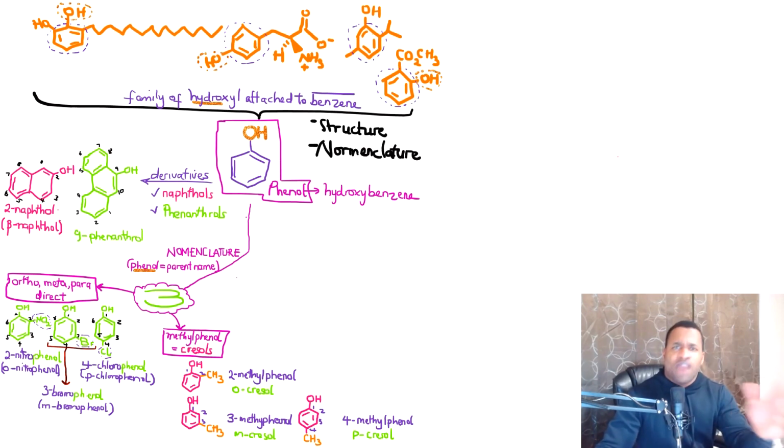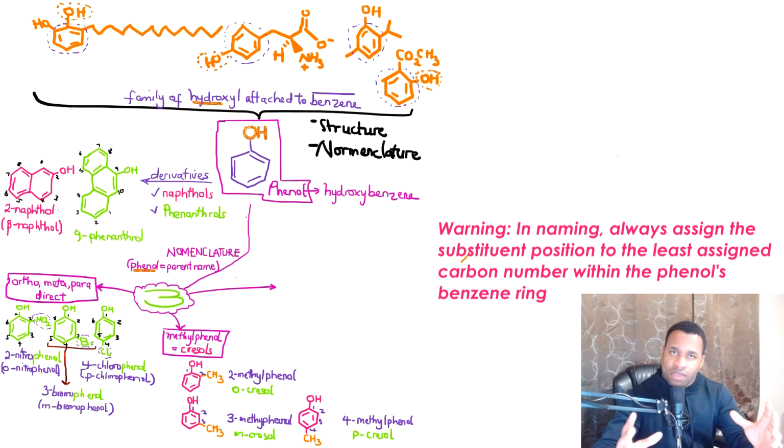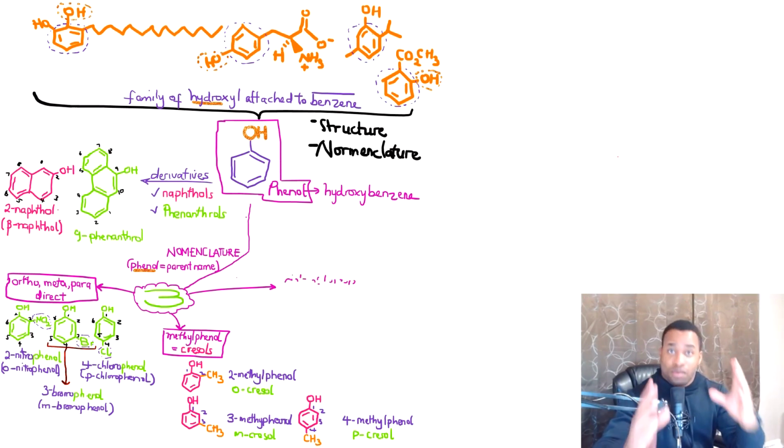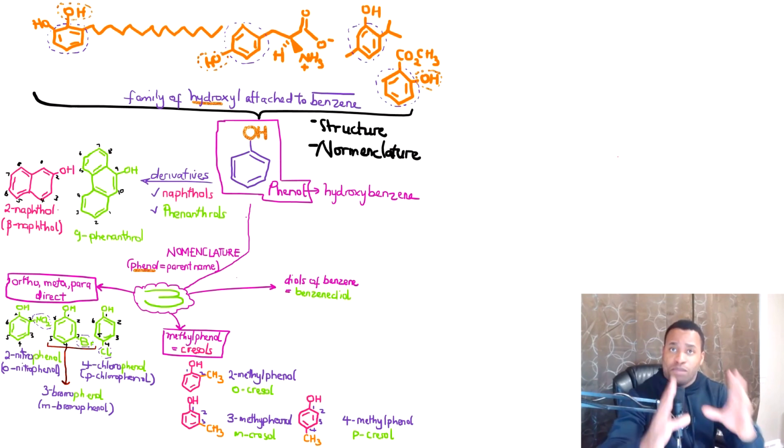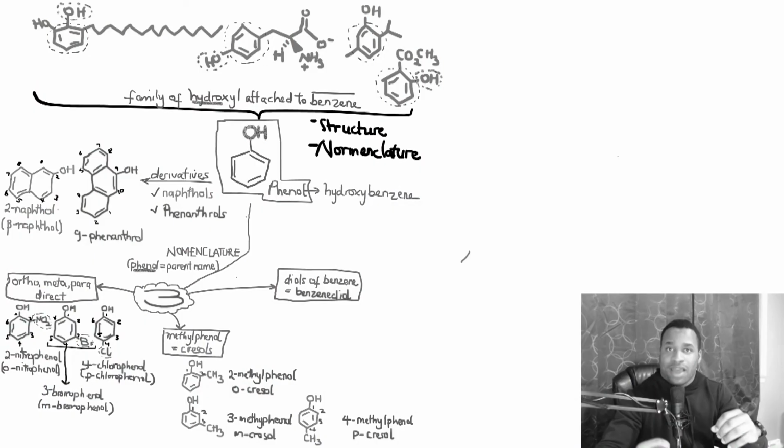So this leads to the final one, which has diols of benzene, and the diols means that in this case we have 2 hydroxyls attached to the benzene ring. So in this case, we just use one of those particular hydroxyls as the main parent function or primary function, which is contributing to the name phenol, and then the other hydroxyl will be used as the substituent. Please take note that the parent name for this particular compound is benzene diol.